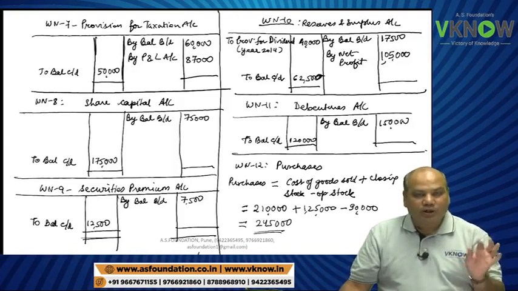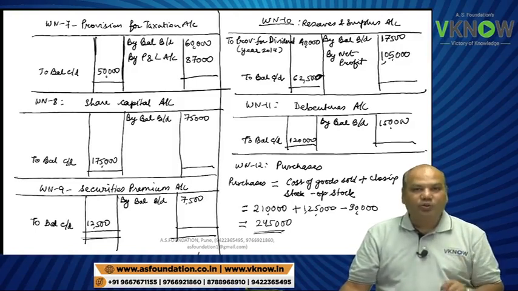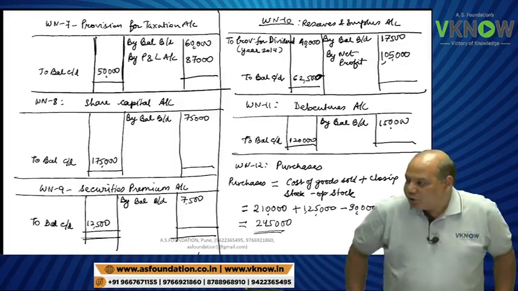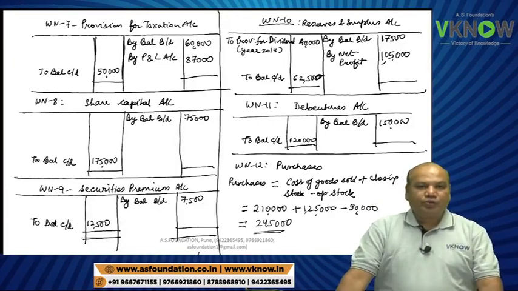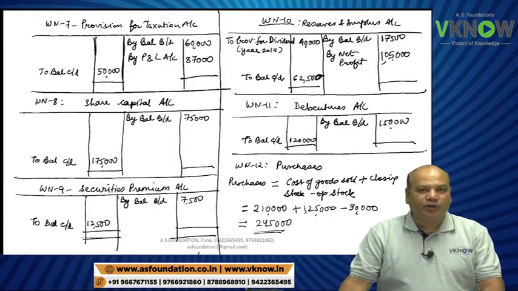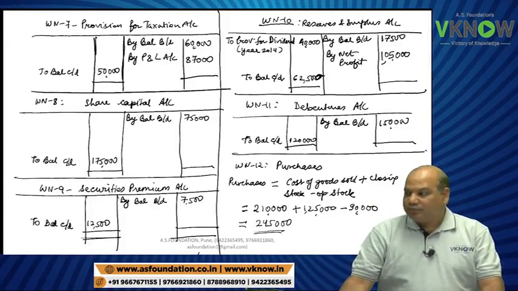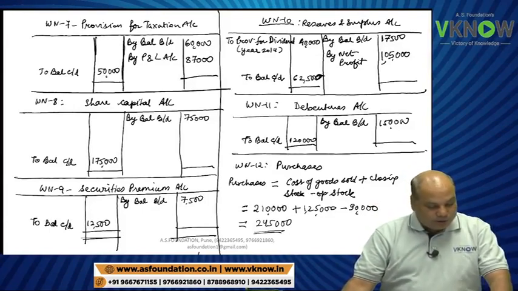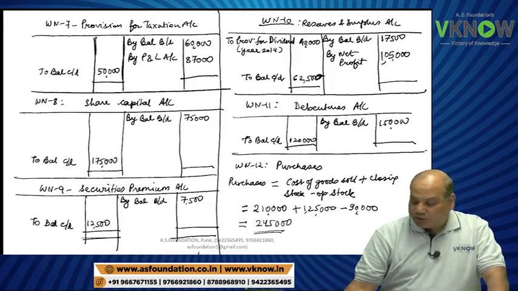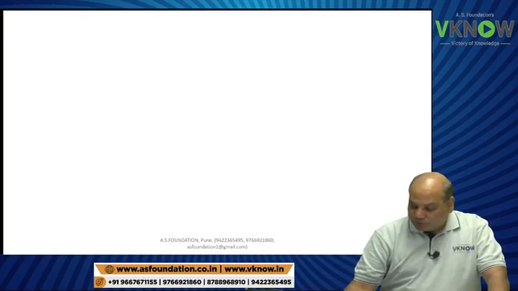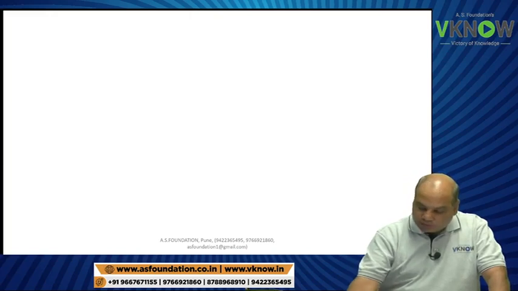We have completed P&L account also. Any query on profit and loss account? No query? Next point A. Listen to me carefully. Plant costing rupees 50,000, accumulated depreciation rupees 20,000 was sold. So we are going to pass two entries.